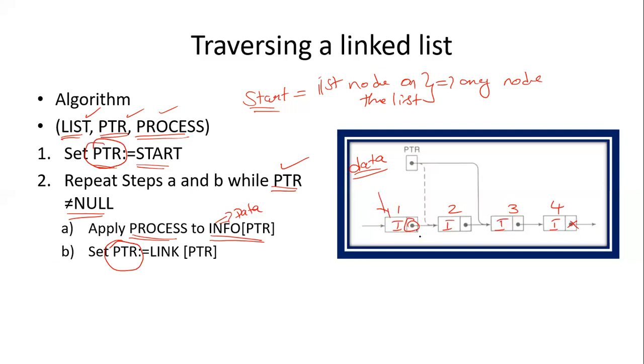This is the information part and this is the link part. So the link of PTR. If this is the corresponding node where PTR is pointing, next the same PTR will be updated with the link of the PTR. So it will start pointing to this node. So set PTR equal to link of PTR.